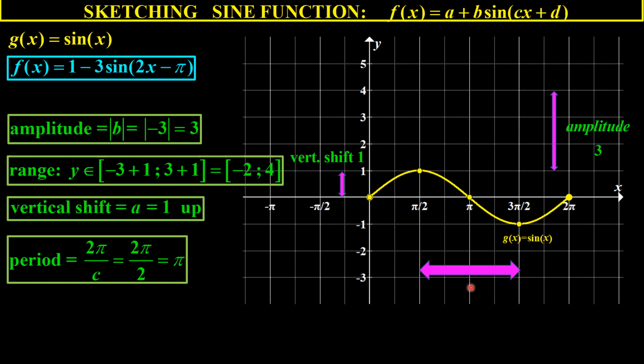So that's pi over 4 with another pi over 4. So that's pi over 2 plus another pi over 2. That gives me pi. So there's a period of pi.